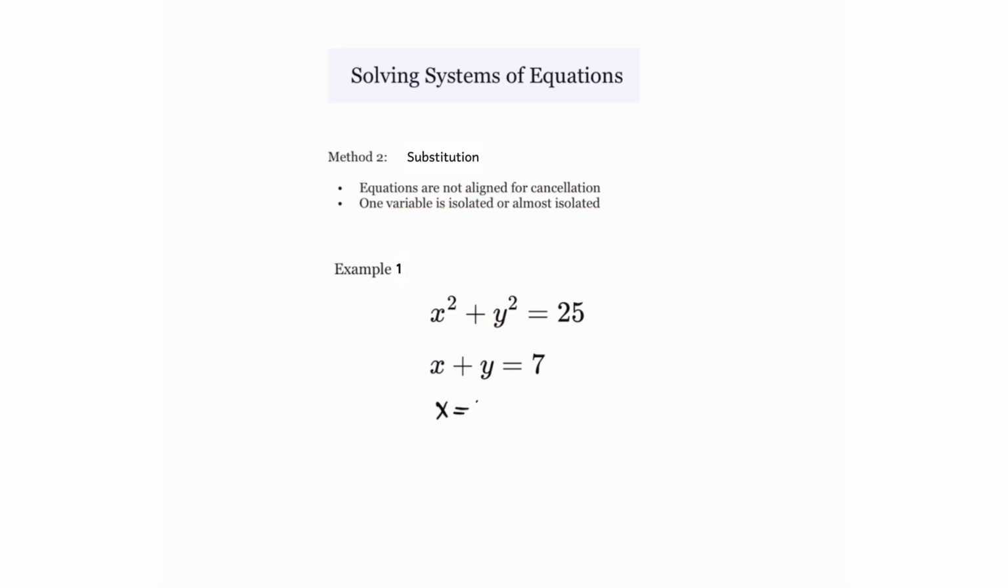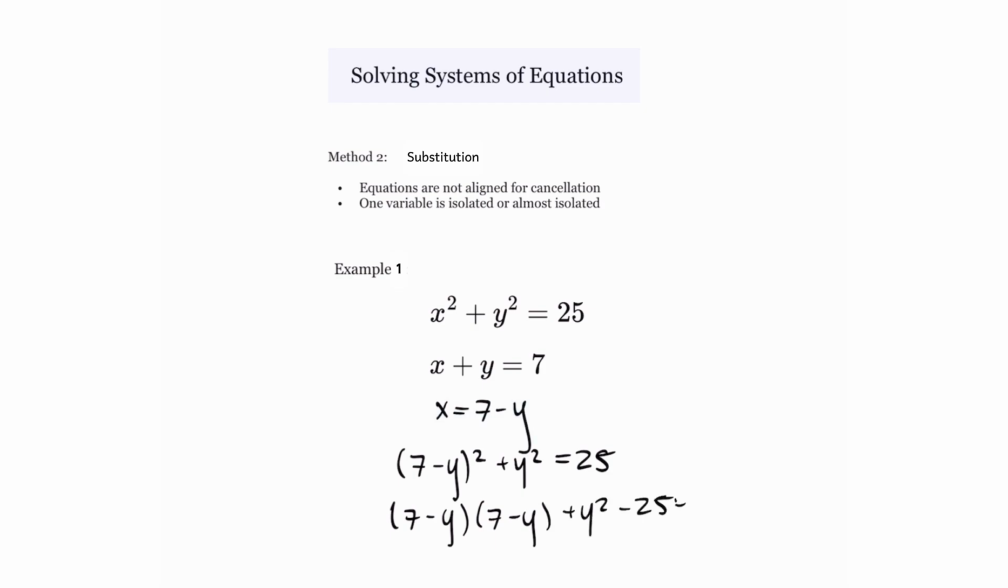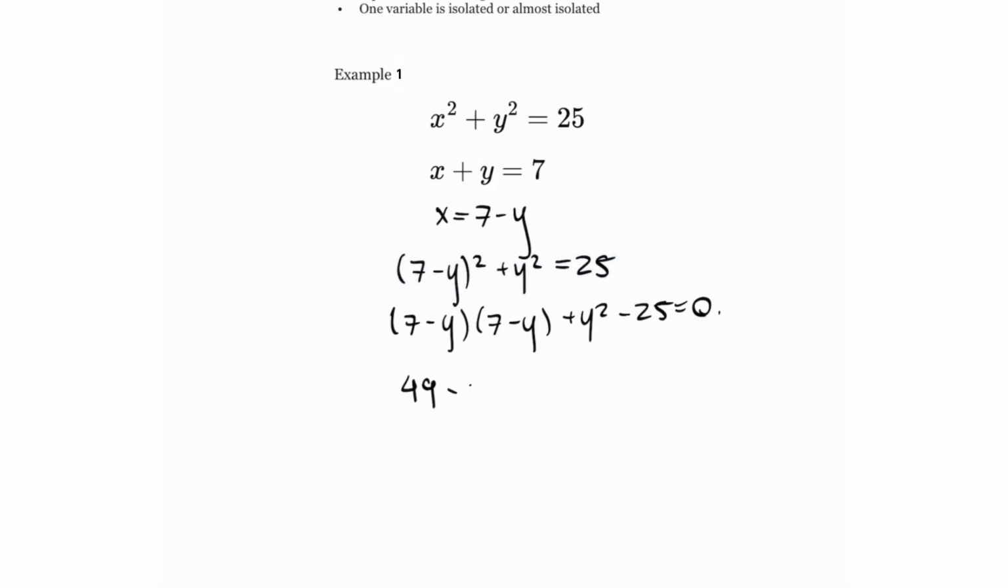So if we look at the second equation, that's the case. We can easily isolate x or y. So I chose to isolate x, so it becomes 7 minus y. Then we plug that into the first equation where that x is, so it becomes 7 minus y, all of that squared. Then when we expand that and we move the 25 to the other side, we get 49 minus 7y plus y squared minus 25 equals 0.